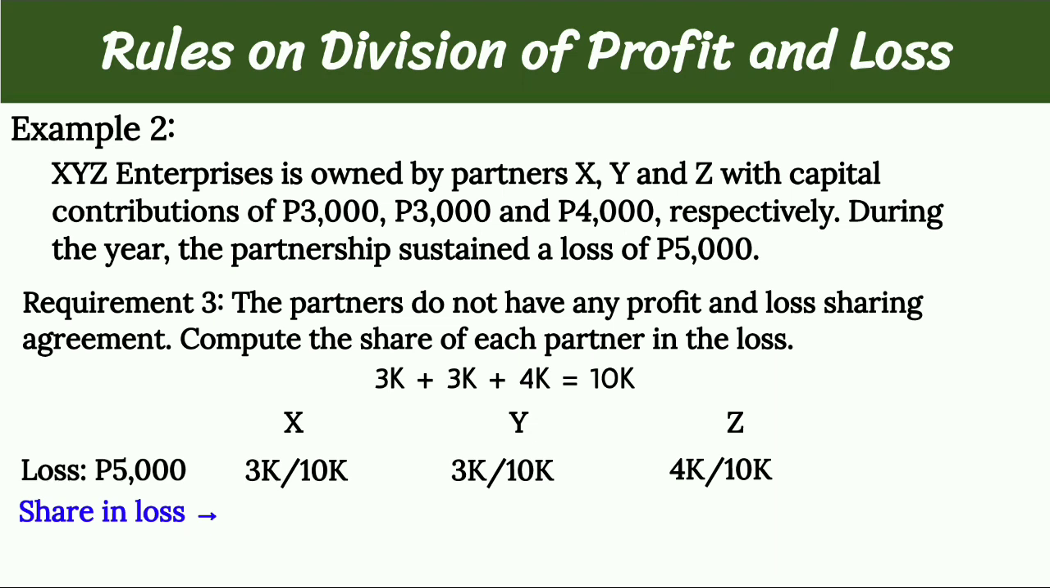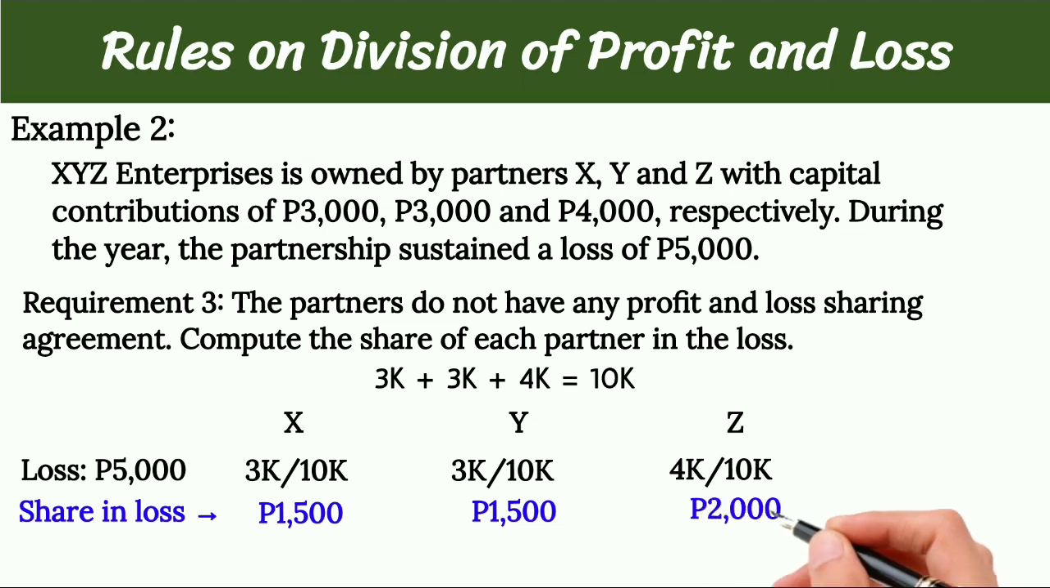loss. So for X, 5,000 pesos times 3,000 over 10,000, that is equal to 1,500 pesos. For Y, 5,000 pesos times 3,000 over 10,000, that is equal to 1,500 pesos. For Z, 5,000 pesos times 4,000 over 10,000, that is equal to 2,000 pesos. Therefore, ang share ni X sa loss ay 1,500 pesos. Ang share ni Y sa loss ay 1,500 pesos at ang share ni Z sa loss ay 2,000 pesos.